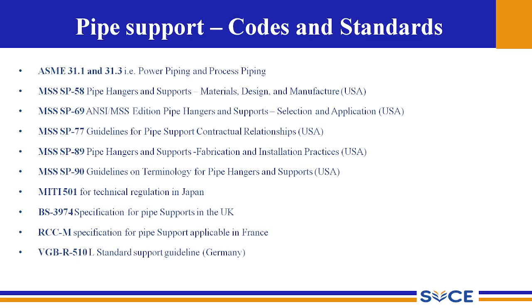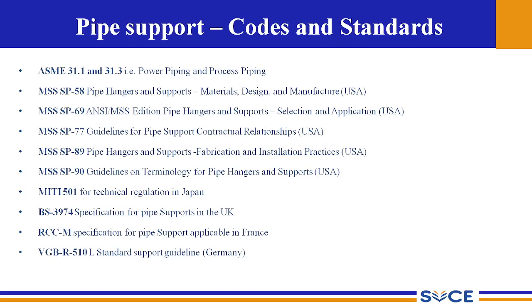Next, we will look at some codes which are followed worldwide for the pipe support systems. First is the ASME B31.3 and B31.1. These are used for power piping and process piping standards. Next is the MSS SP58.